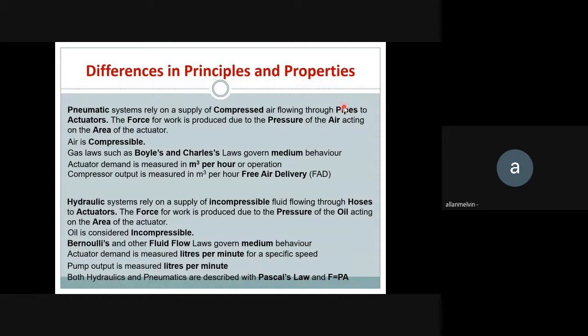So pneumatic kita gunakan macam if you see in mechatronic system design lab, so you have a blue color pipe. Okay, the pipe is a nylon pipe.